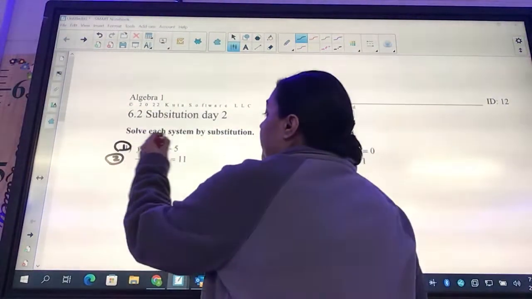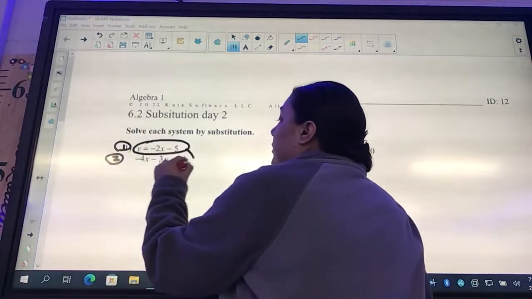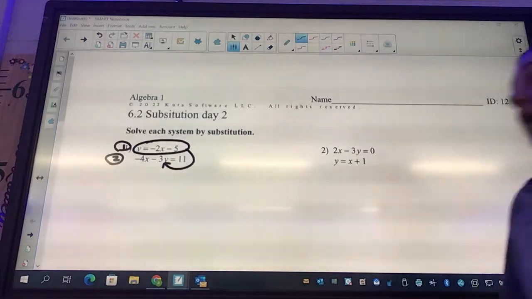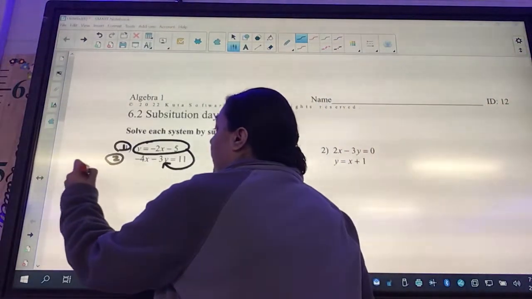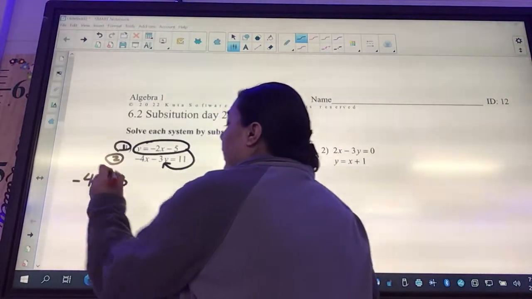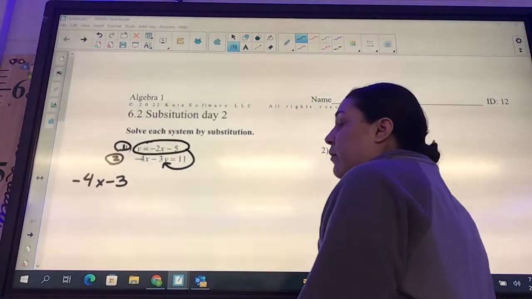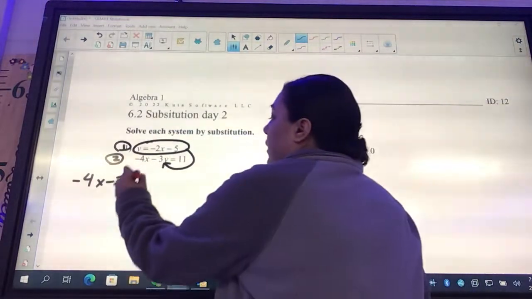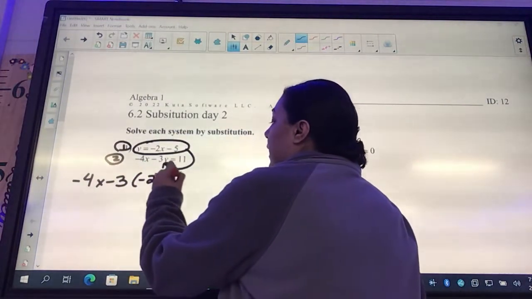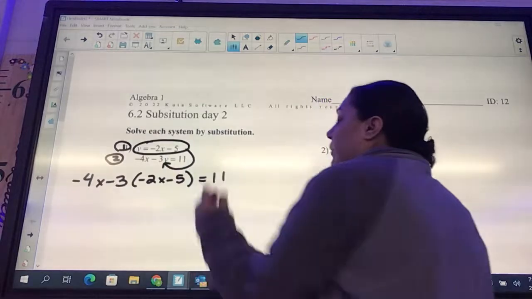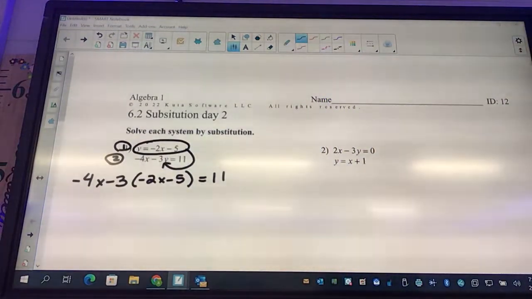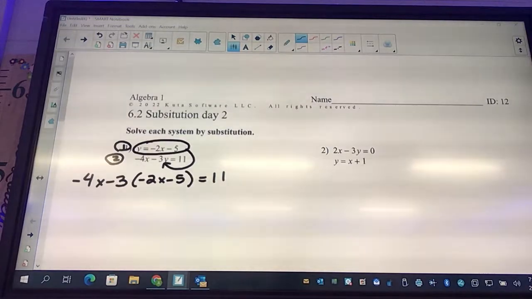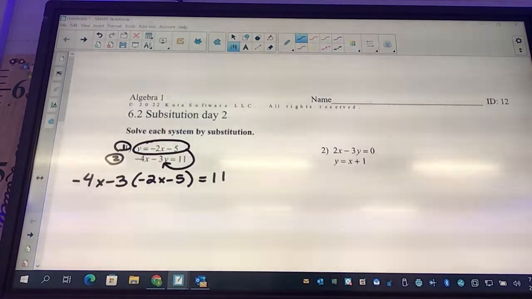Okay, so we're going to circle this, and we plug it into the other equation for y. So you're going to get negative 4x minus 3, and instead of y, we're writing what? Negative 2x minus 5 equals 11. Okay, and then what do we do? Distribute. We're going to distribute.